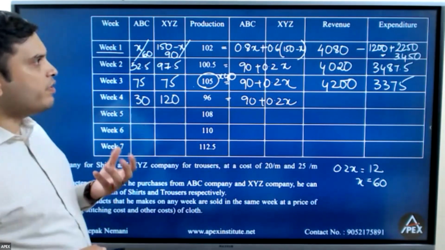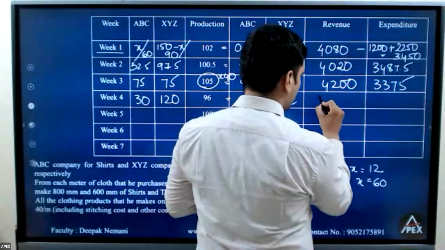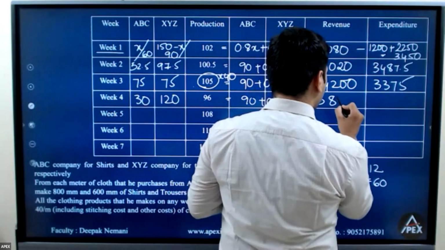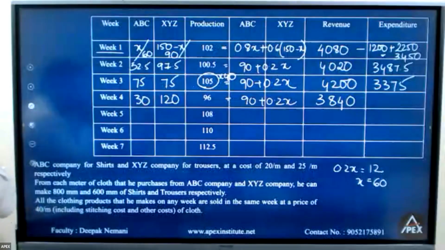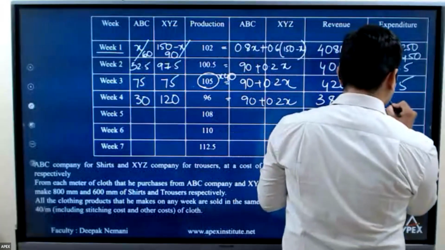So 96 into 40, 380. Now 30 into 20, 600 plus 25 into 12, 3000 kada. 3600.